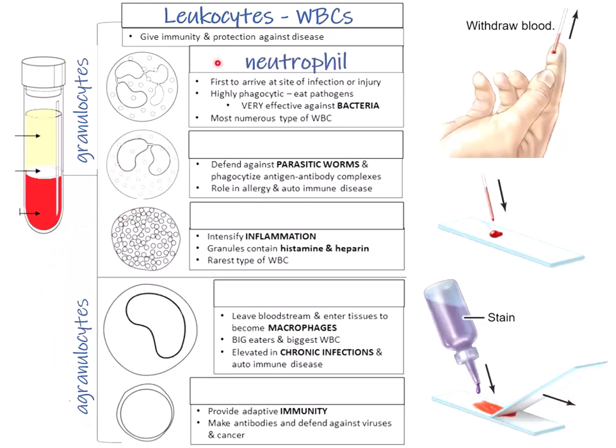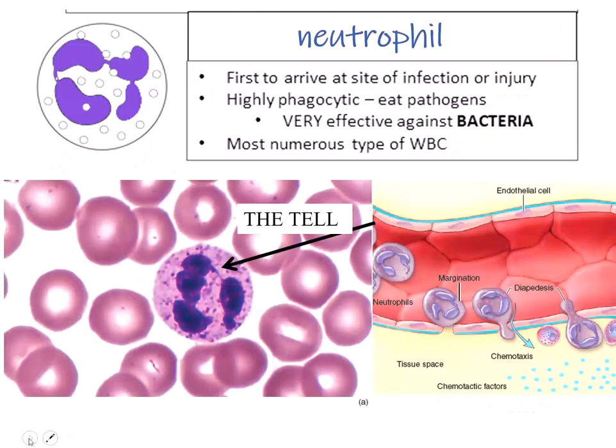So the first cell we're going to talk about are the neutrophils. They gave them the name neutrophil because they accepted both the basic stain, which was a blue, and the acidic stain, which was pink, and so these cells stain purple. So neutro, like neutral, and then phil means to love. So this is what it looks like.